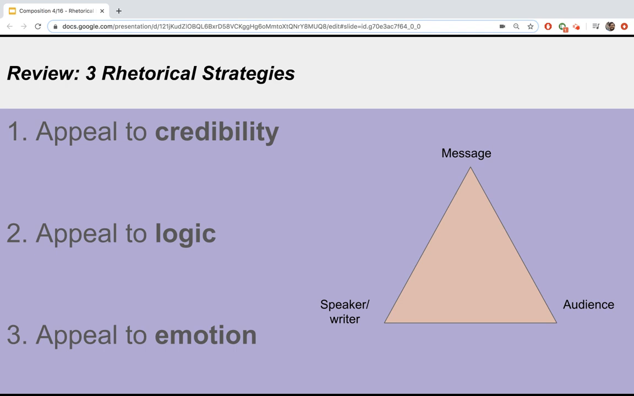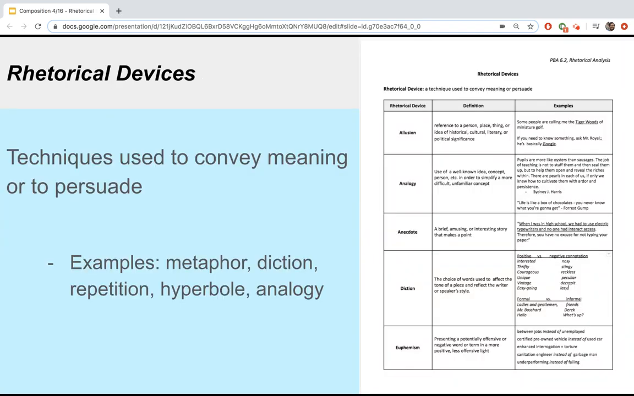Today we're jumping deeper in as we talk about rhetorical devices. Rhetorical devices are the techniques used to convey meaning or persuade. There are countless rhetorical devices. The handout I gave you today, document 6.2, has a list of rhetorical devices. It has the name, in the middle column a definition, and in the third column, examples. There are many of these.